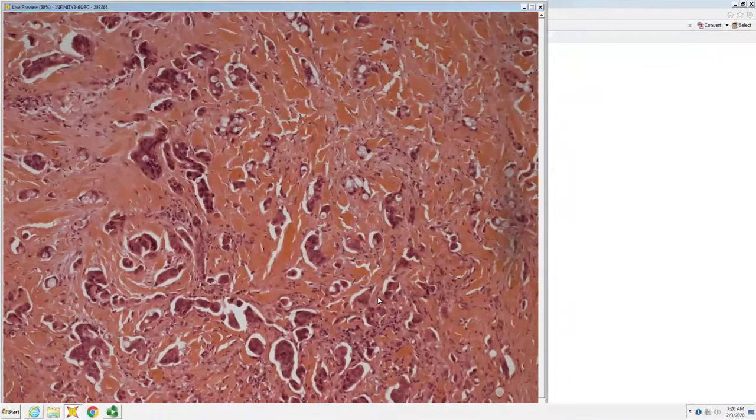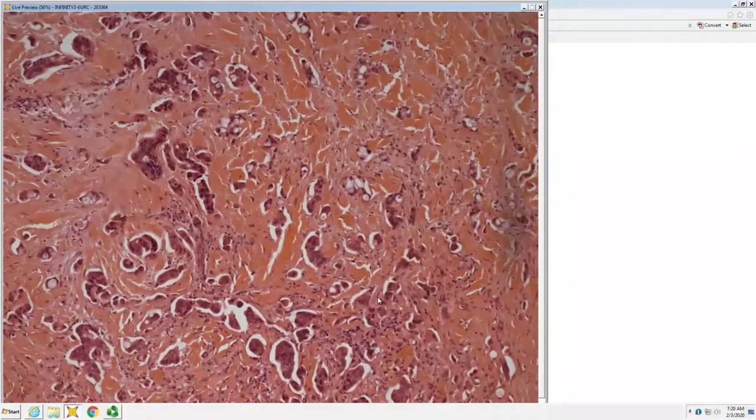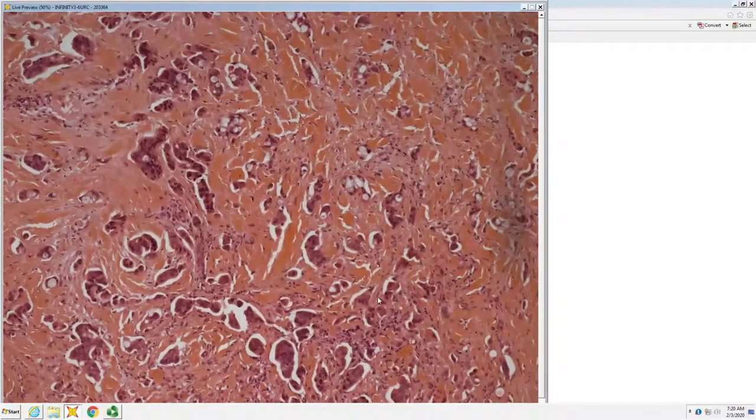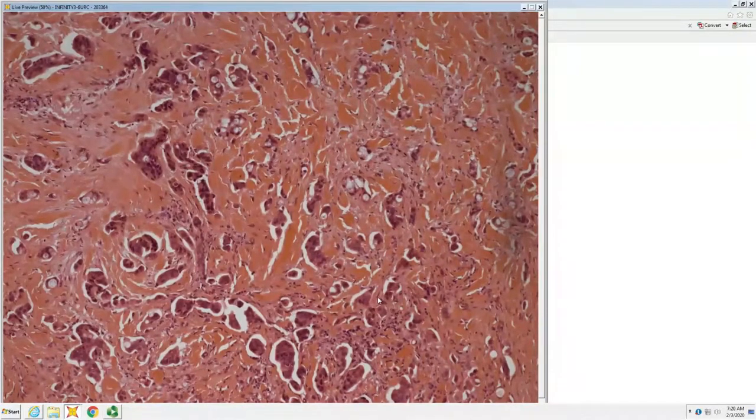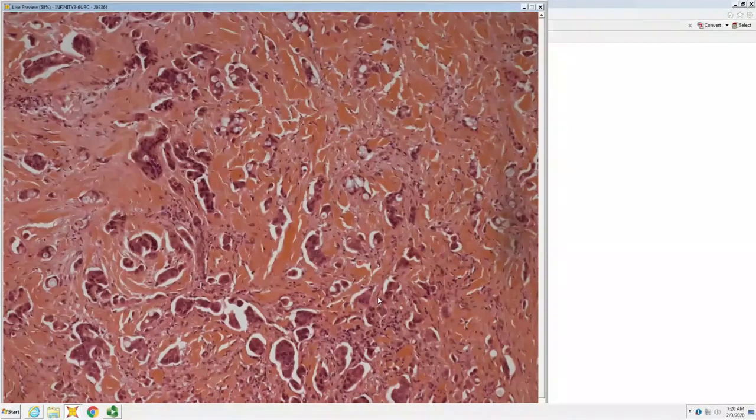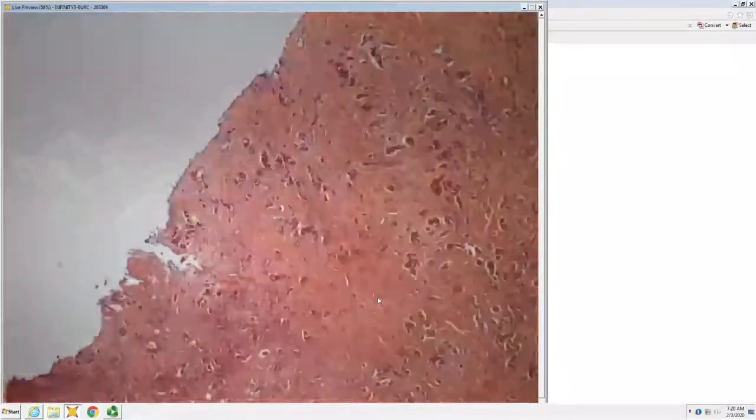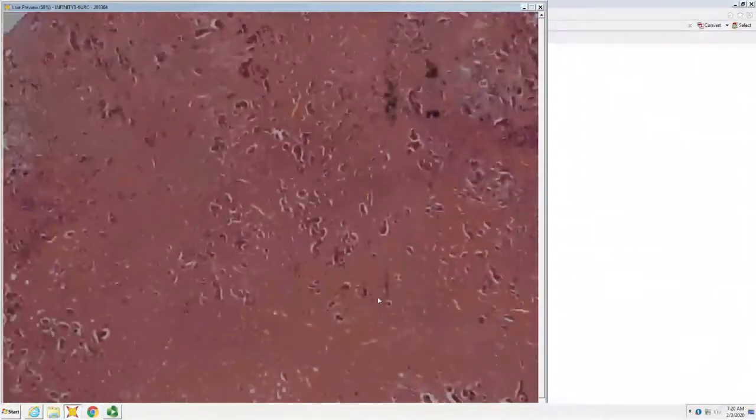So CK7 and 20 are commonly done. Keratin 7 is commonly positive in above the diaphragm tumors, 20 is commonly positive in below the diaphragm tumors. There are some that co-express. And so that's one way to navigate your way through. Breast, being an above the diaphragm tumor, tends to be a CK7 positive tumor.